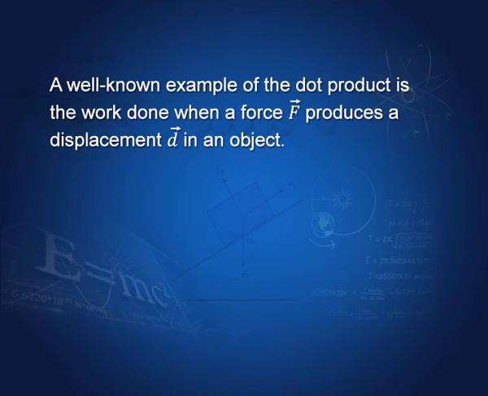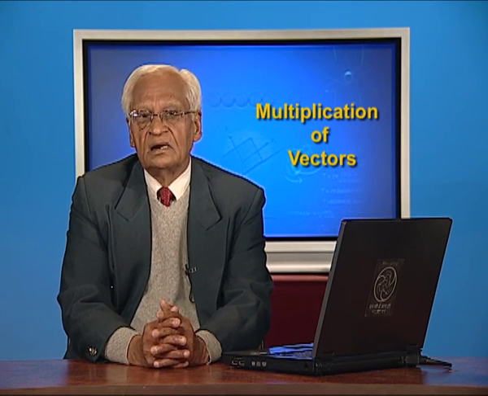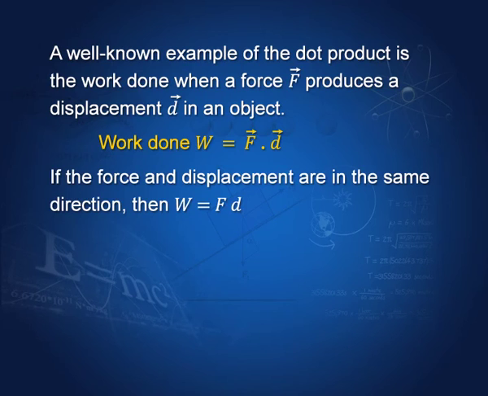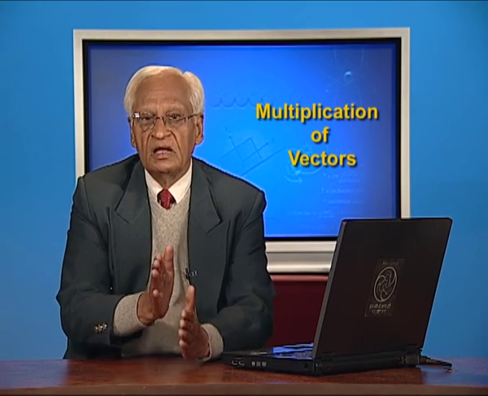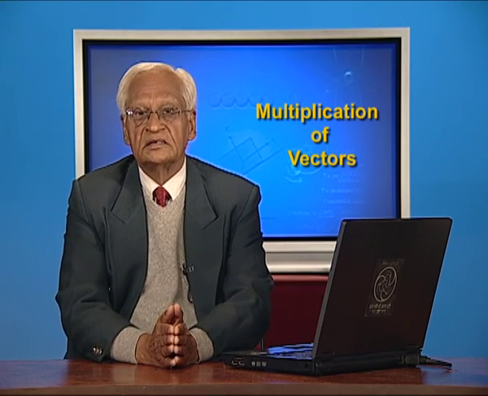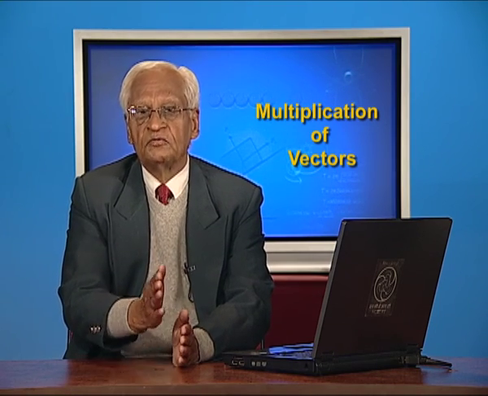A well known example of the dot product is the work done when a force F produces a displacement d in an object. The work done is written as W is equal to vector F dot vector d. If the force and displacement are in the same direction, then the work done is W equal to F d, as you have learnt many times in your classroom. So, when force and displacement are parallel to each other, the work done is F d, where F is the magnitude of the force, d is the magnitude of the displacement.